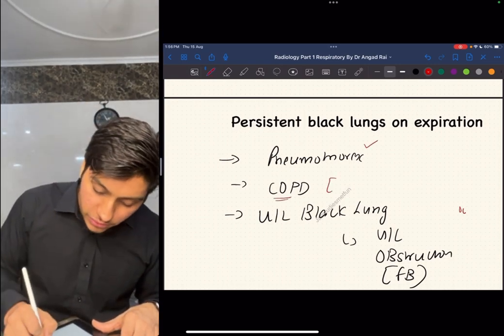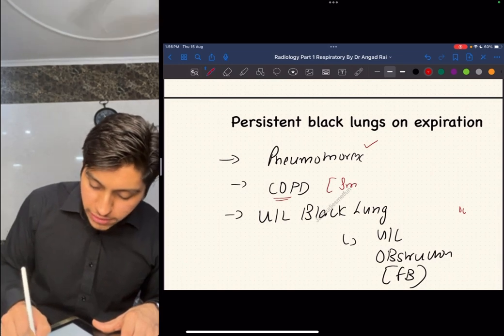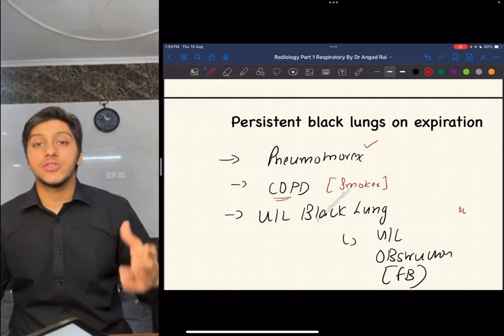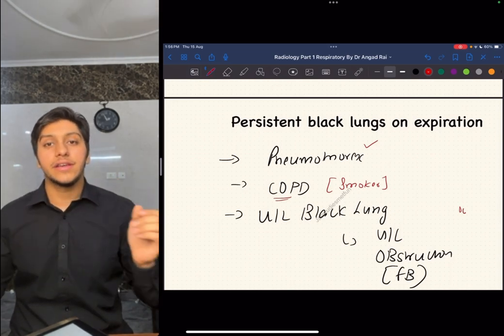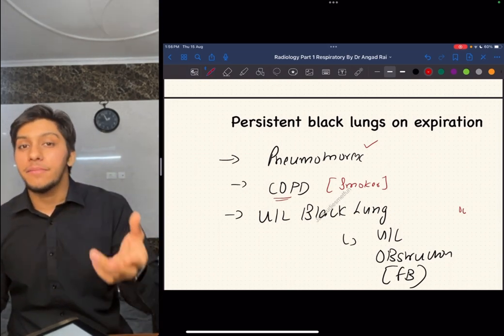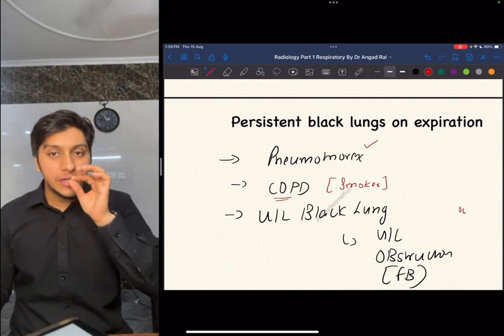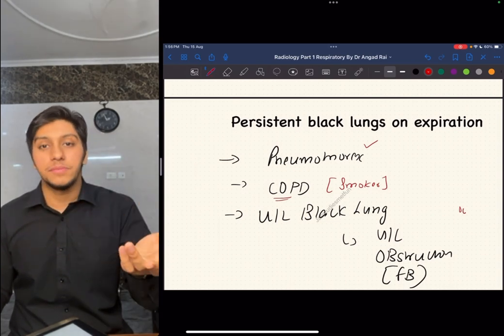COPD, especially with respect to the history of smokers, you will have such conditions. Why? Because of hyperinflation, and there will be great difficulty releasing the air. So that's why in emphysema, remember guys, we talked about this, the patient will have purse-lip type air removal, pink puffers, right?